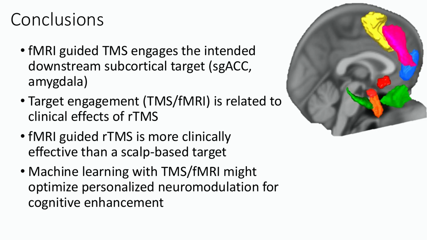So we're trying that. All right, so preliminary conclusions: fMRI-guided TMS seems to engage at least a couple of these downstream subcortical targets. That seems to work. The engagement of those circuits with these pings tells you something meaningful about clinical effects. Also, backing up to the first stuff with the clinical evidence, fMRI-guided TMS seems to be more clinically effective than a scalp-guided target. I think that's really important to justify the imaging. And then also we're playing around with this machine learning and figuring out more personalized stimulation frequencies in addition to targets.